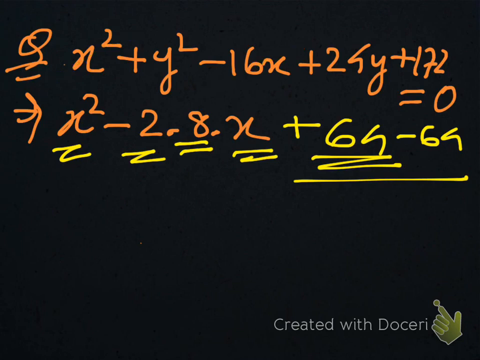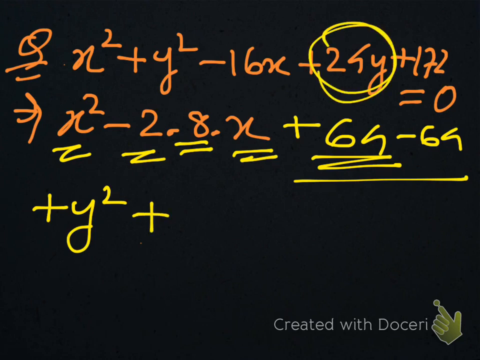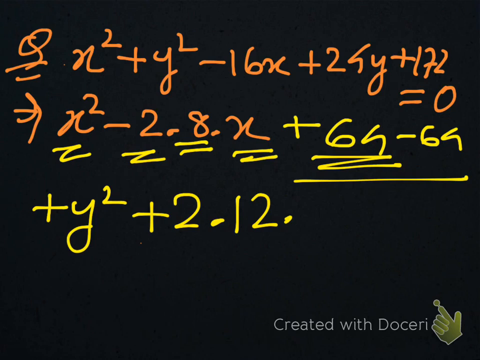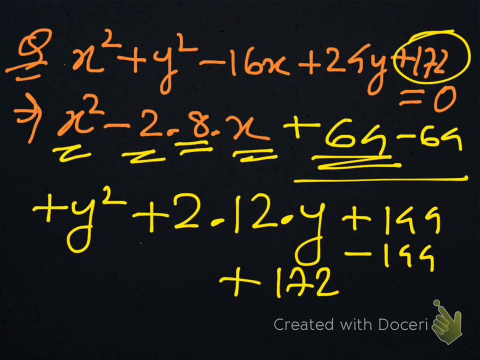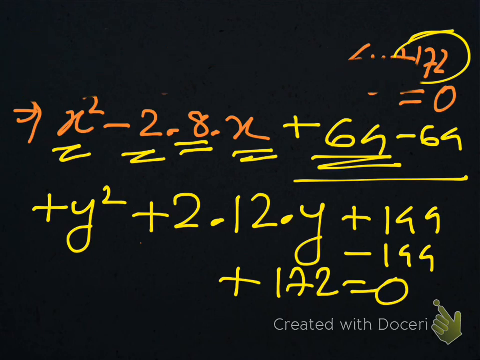Now I'll do the same for y square. Here we have plus 2, so I will just use plus: plus twice ab, because this gives us 24, plus 12 square, this time 144, and to balance this out I'll have to subtract 144 again. Now we also have 172 given to us, so this is the equation that we can write. I'm just clearing out the first line.